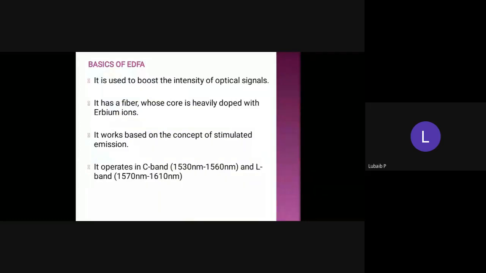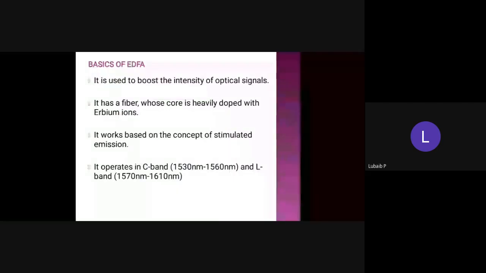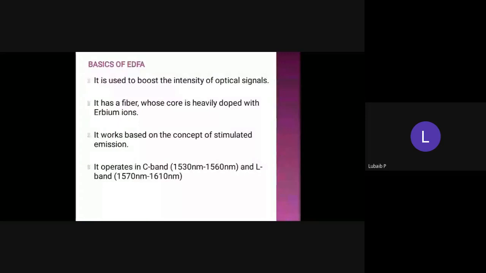So EDFA works based on stimulated emission, and it operates in the C band. C band means 1530 nanometer to 1560 nanometer. It operates also in the L band. I think you are familiar with the different bands, C band, L band, etc. The L band means 1570 nanometer to 1610 nanometer.